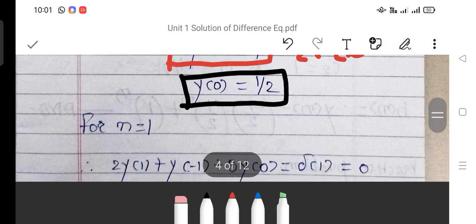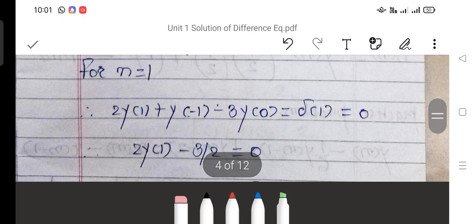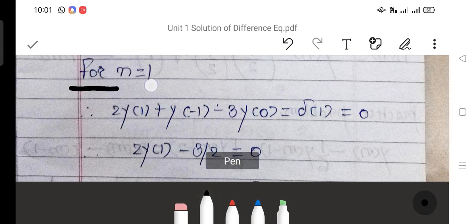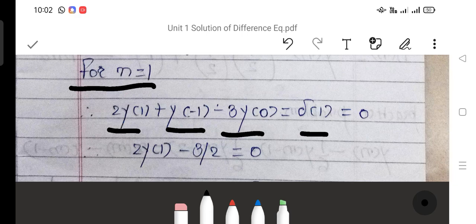Now for n equals 1, for the same equation, as we need two simultaneous equations, we will put two time instants. First is n equals 0, other is n equals 1. So for n equals 1, we have twice y of 1 plus y of minus 1 minus 3y of 0 equals del of 1. What is the value of del of 1? You know, that is 0. Again, y of minus 1 is 0, because it is a previous condition.